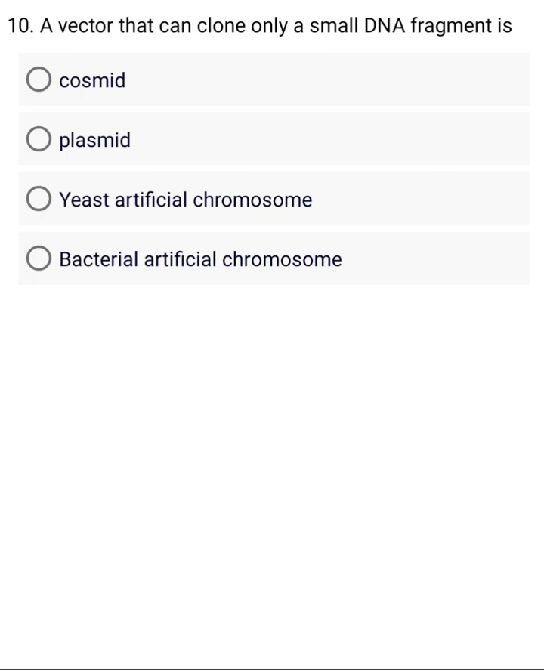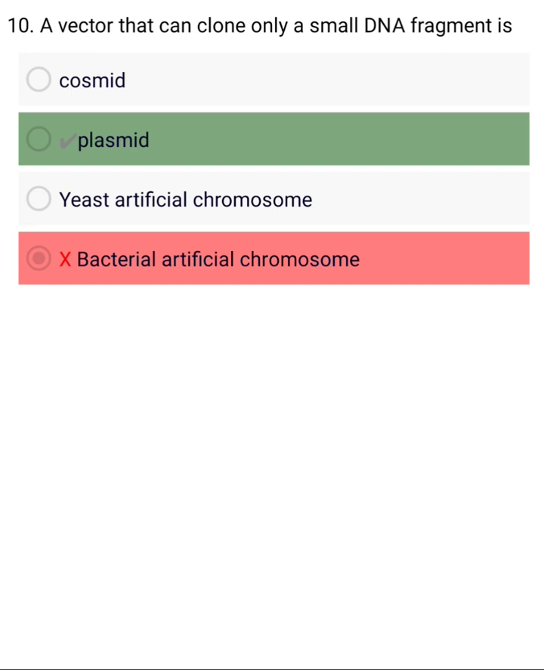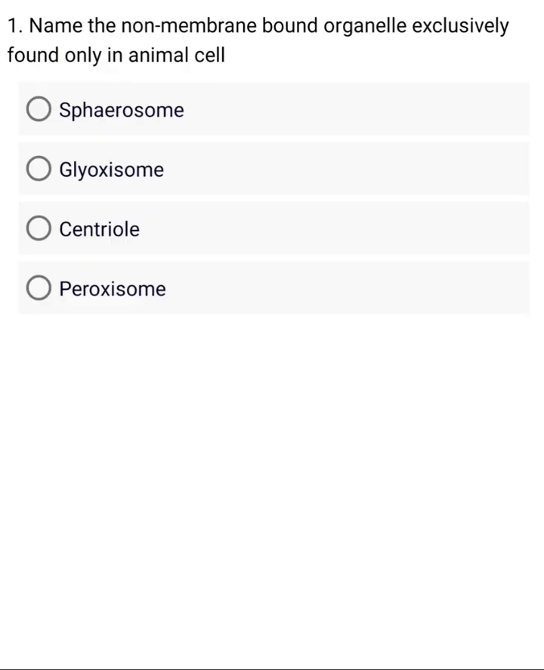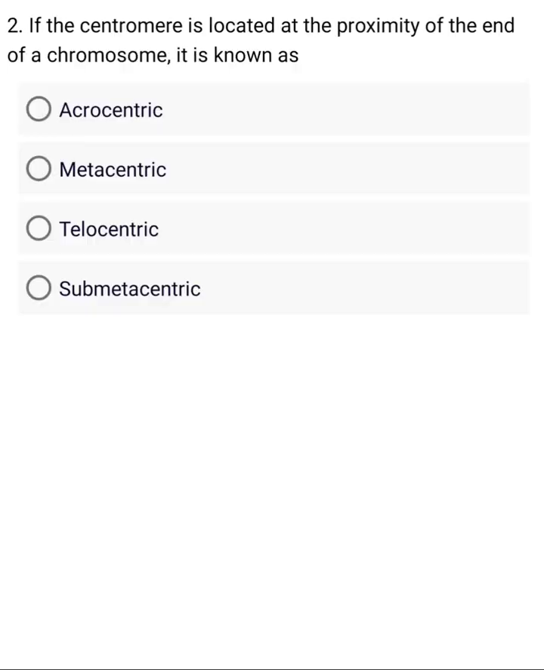A vector that can clone only a small DNA fragment is A. Cosmid, B. Plasmid, C. Yeast artificial chromosome. Wrong. Name the non-membrane bound organelle exclusively found only in animal cell. Right. If the centromere is located at the proximity of the end of a chromosome, it is known as A.